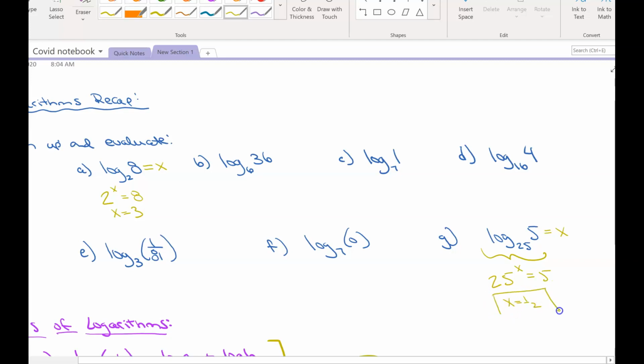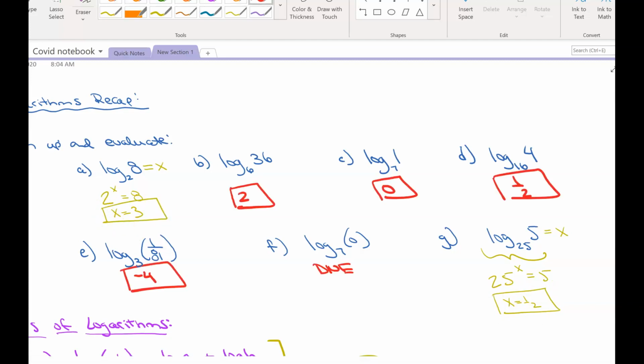Okay, go ahead and just evaluate these and then replay me for the answer, please. Okay, these are the values there.